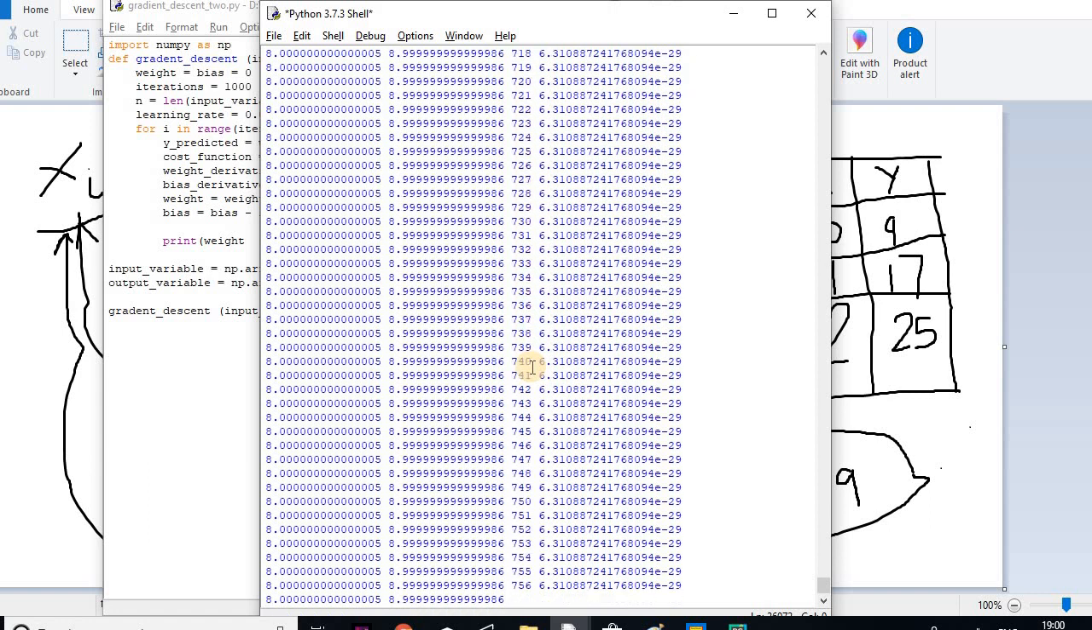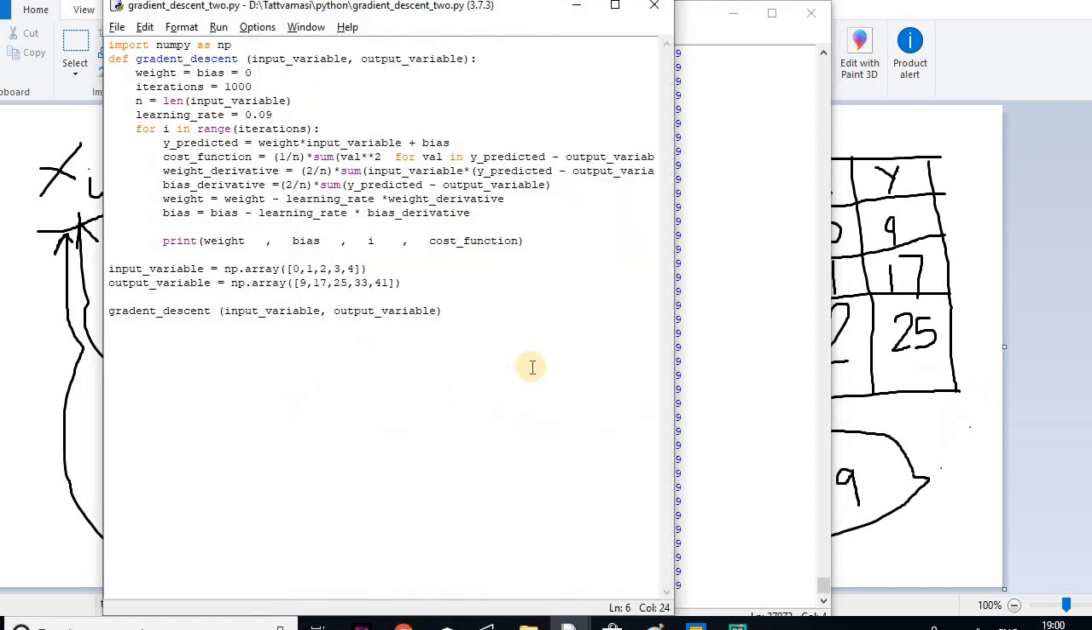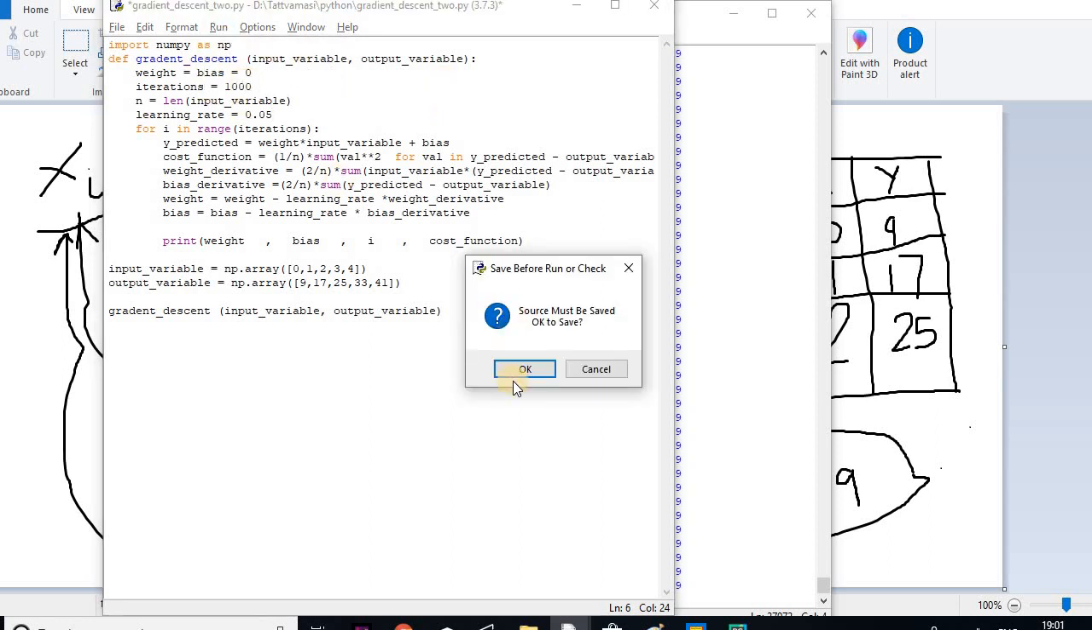So like this, by trial and error, you can find out the minimum of a cost function. So this is the approach we usually do. I think you have understood this. See, now I will try with 0.05. Let me see what will happen, and this is the last trial, I believe.